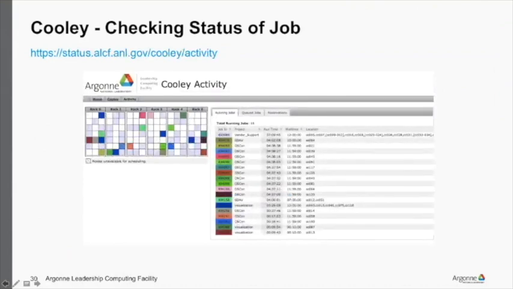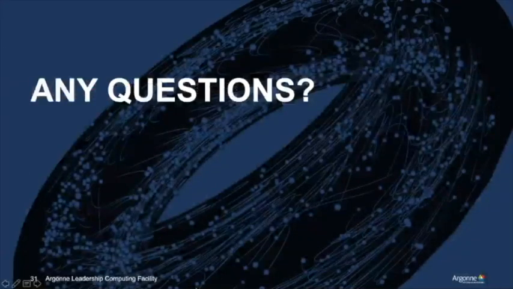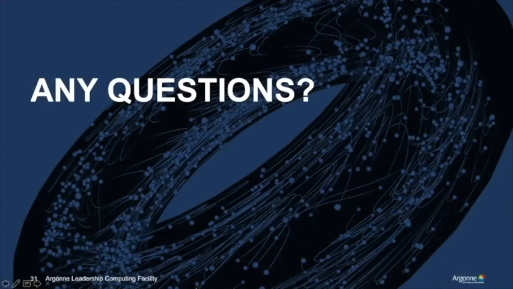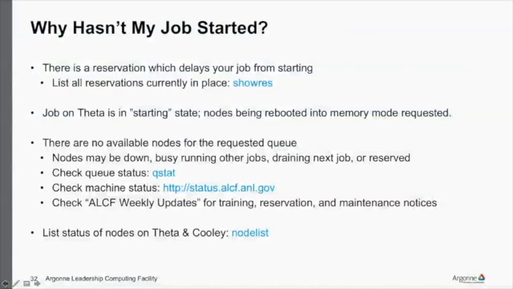And similarly, if you want to check the status of your job on the system or just the state of the machine, you can go to the Cooley's activity page. Are there any questions on that? So again, the Cooley description was relatively short. There is a lot of information on the ALCF website if you have additional questions.